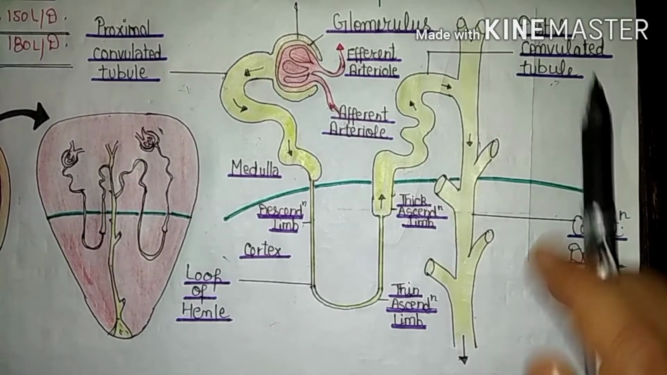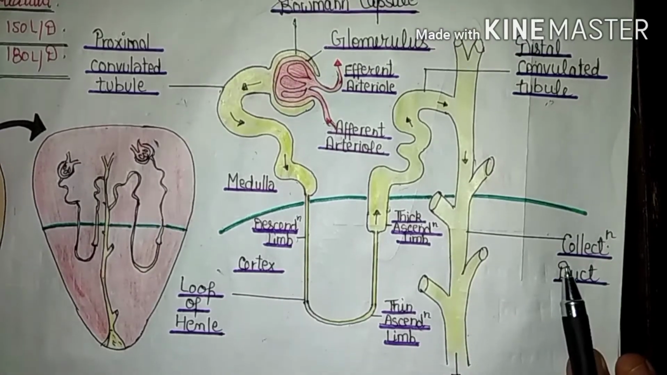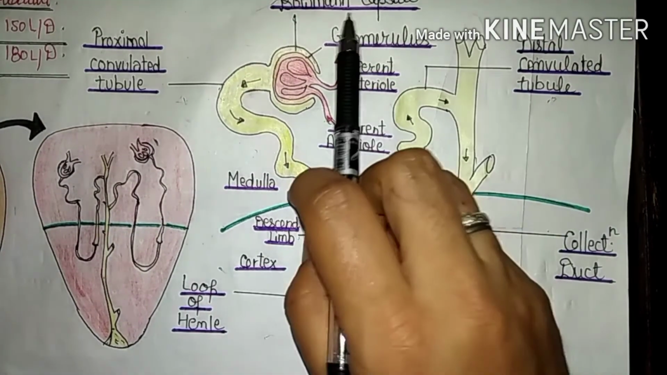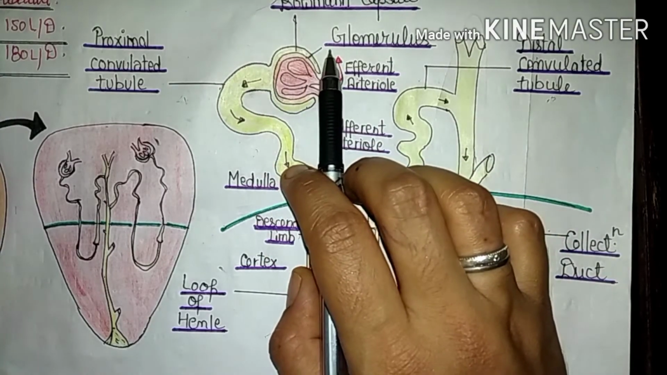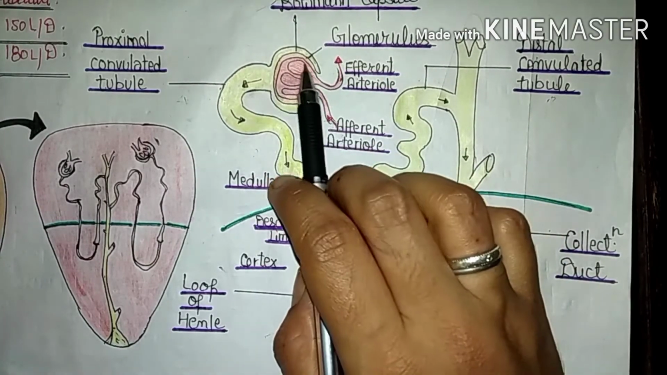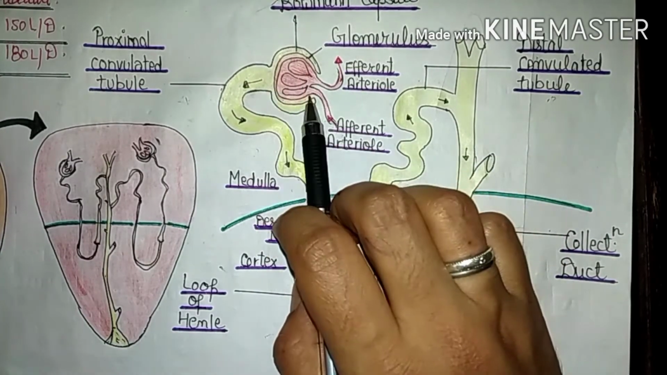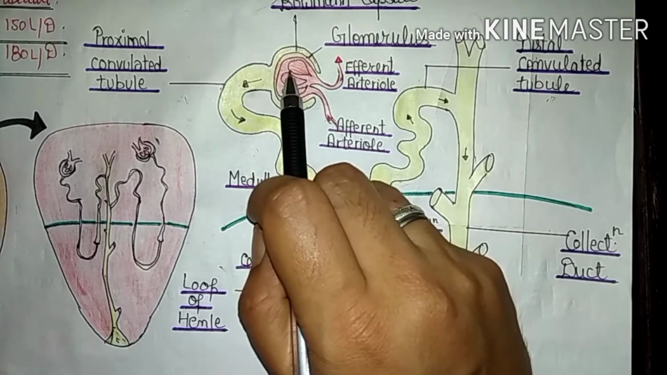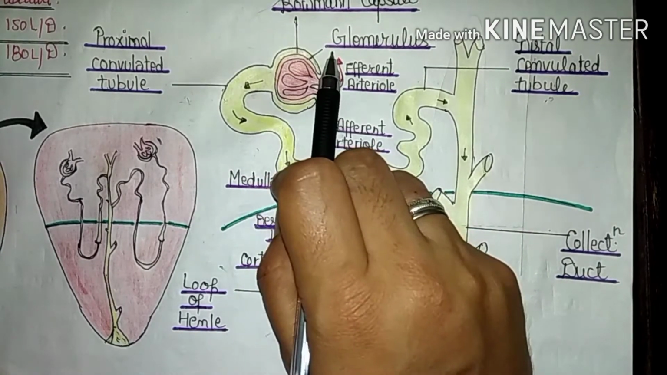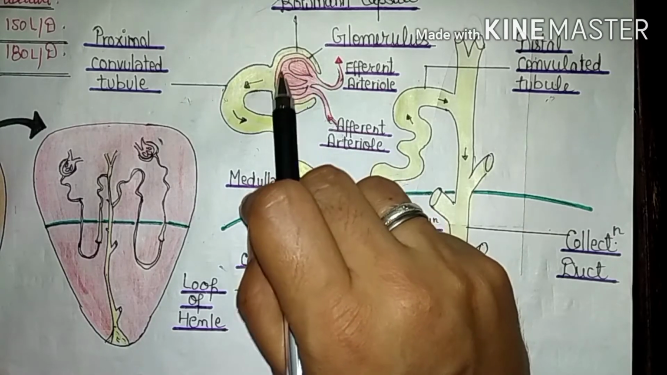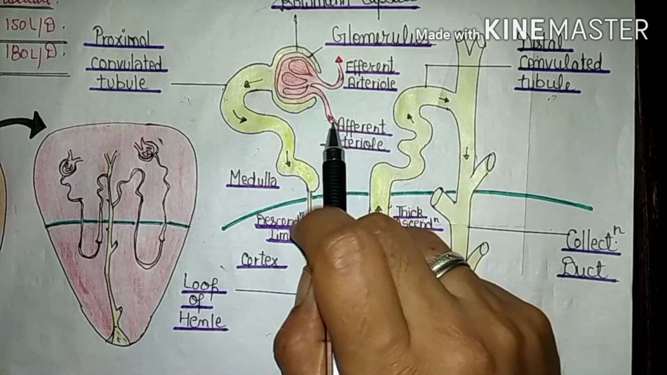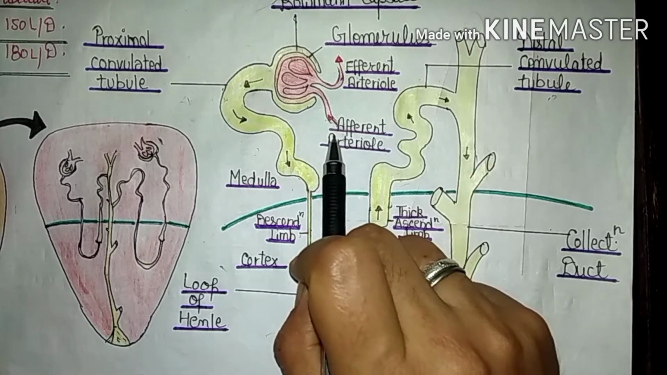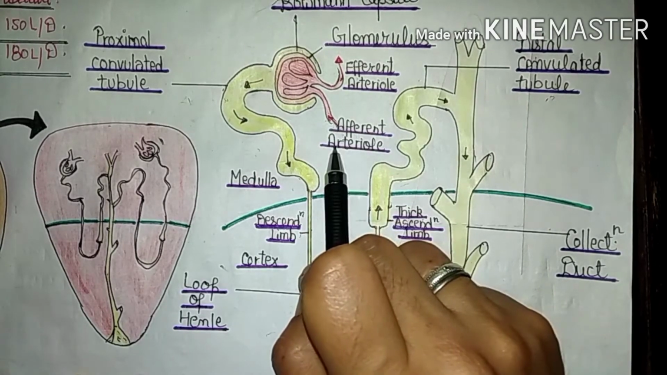So here is the diagram of the nephron. First of all, here is the Bowman capsule. This structure is known as the glomerulus, and this is the Bowman capsule. These capillaries are known as glomerular capillaries, and this is known as the glomerular capsule. And these arterioles are known as afferent arterioles.